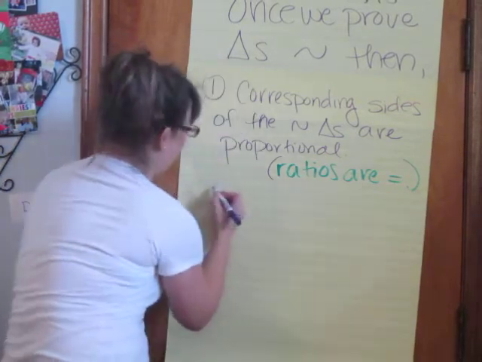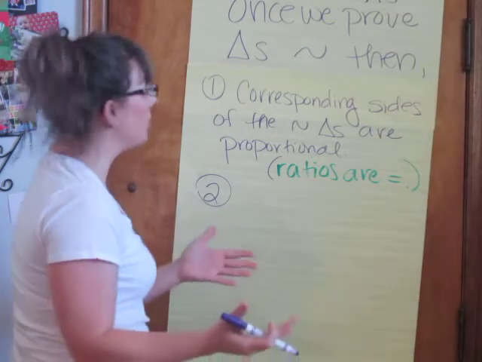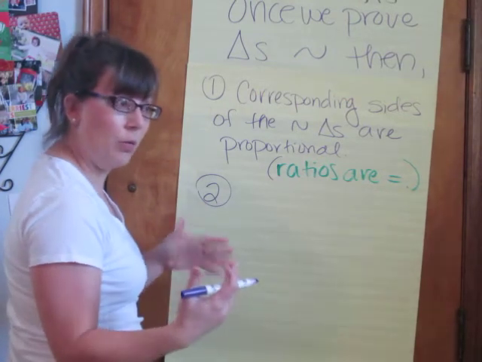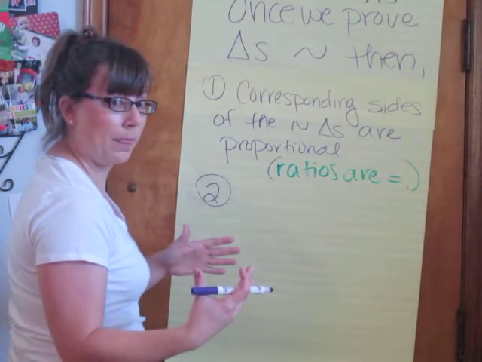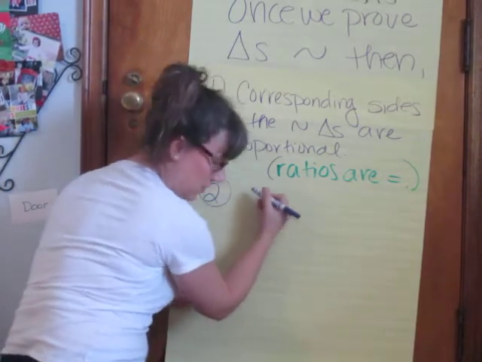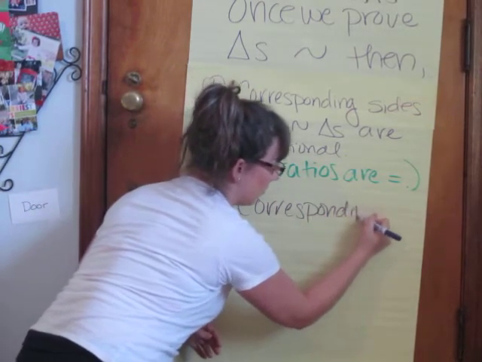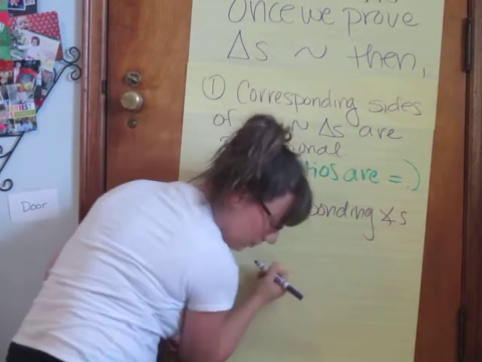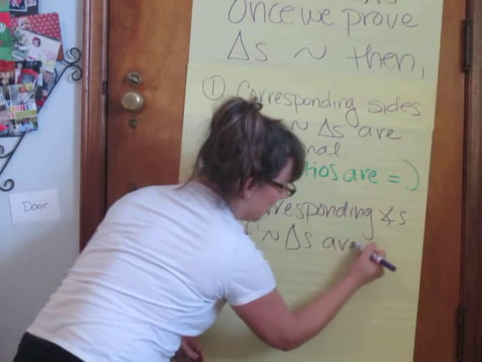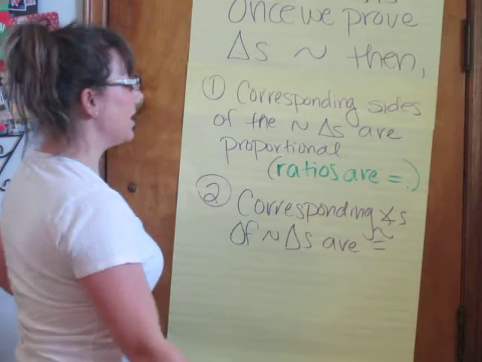We also get one more feature, and what's the other feature that we get? If we know that the triangles are similar, and we know the sides are proportional, and we also know what about similar triangles? I'm giving you time to think about it. Okay, we also know that corresponding angles of similar triangles are congruent.